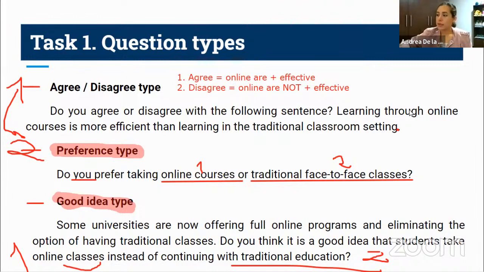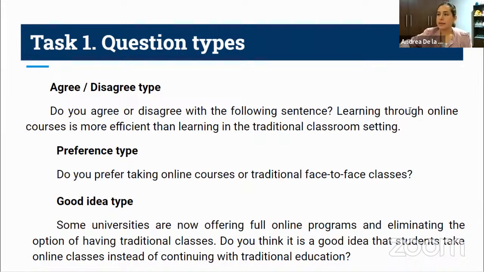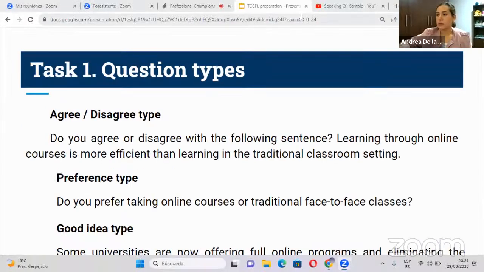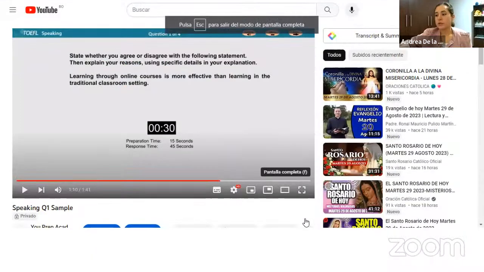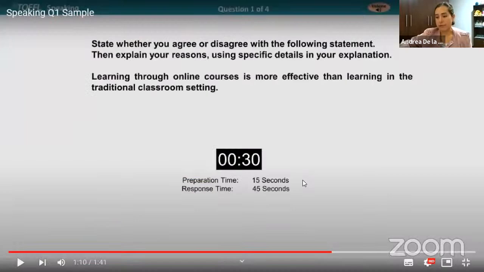Okay. So, in that case, let's continue. What do you guys have to do? First, you get 15 seconds to prepare. 15 seconds is nothing, so you can't do much. Don't try to prepare everything you're gonna say. What you can do is think. First of all, you need to think about your answer. You need to think about what option you're going to choose.